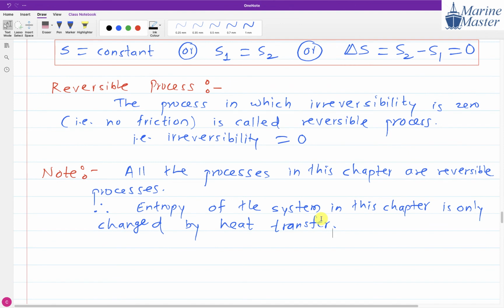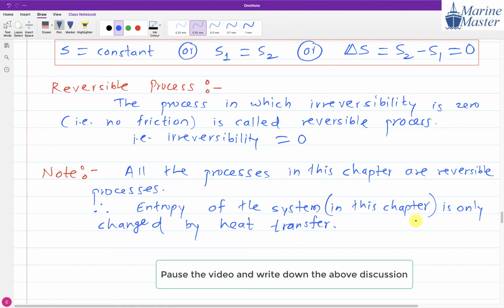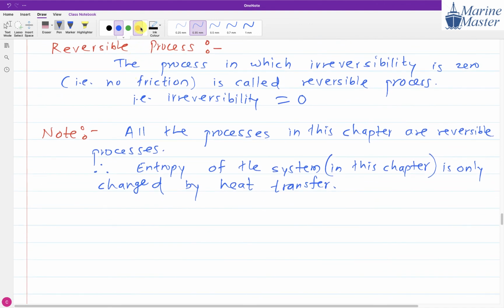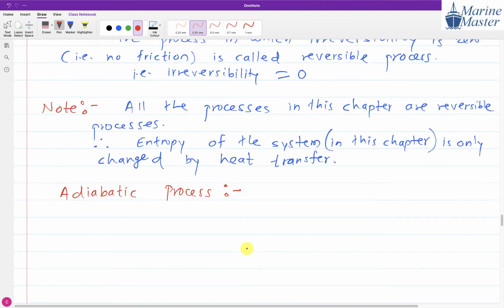So please write down this discussion: reversible process and the note related to this chapter. Now give the next heading: adiabatic process.